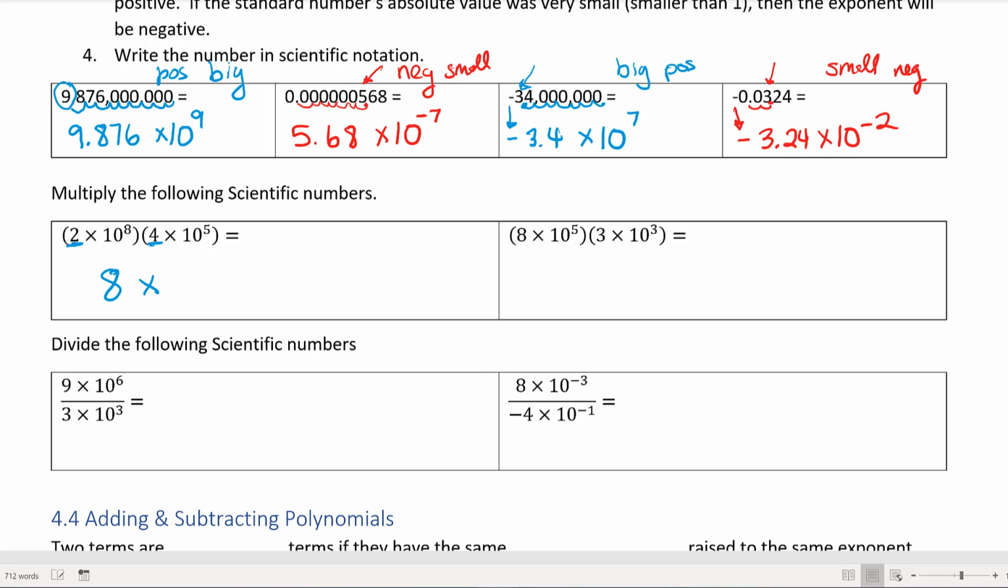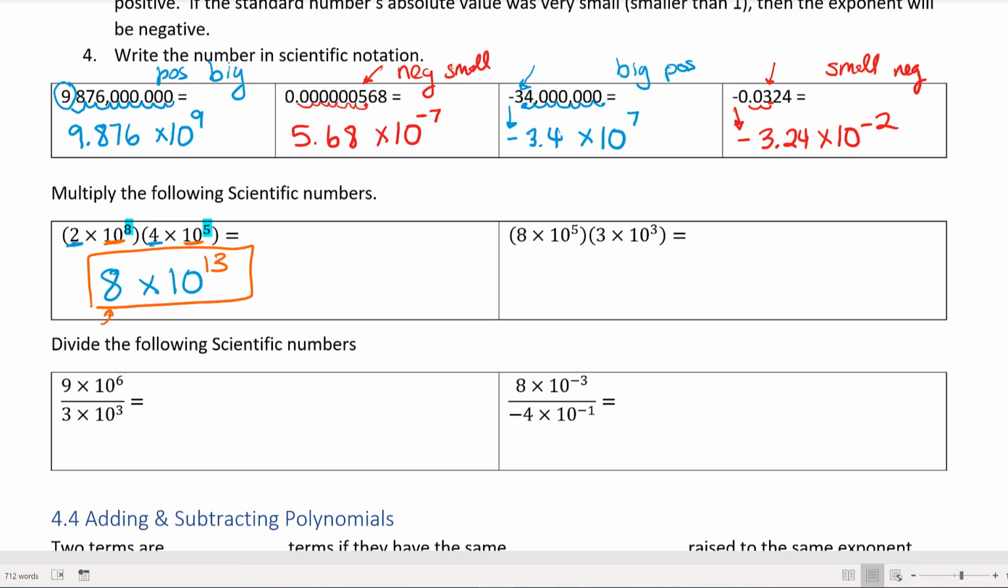times 10 to the, well, we have 8 up in the exponent, we have a 5 in the exponent. We have the two bases that are the same. Notice this base 10 and this base 10 are the same. And what we learned from integer exponents is if the bases are the same, what are you going to do with the exponents when you multiply? Well, you add. You add the exponents. So it's simply 8 times 10 to the 13, and that's it. Notice that 8 is still between 1 and 10, so we don't have to manipulate that anymore. That is just completely done.